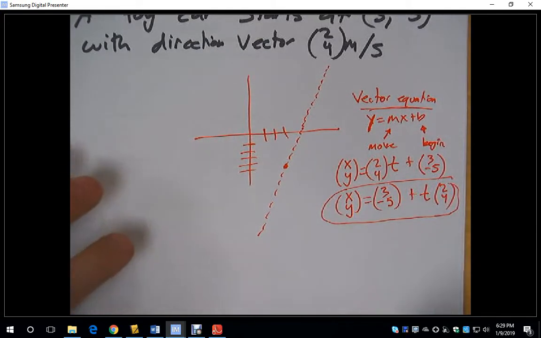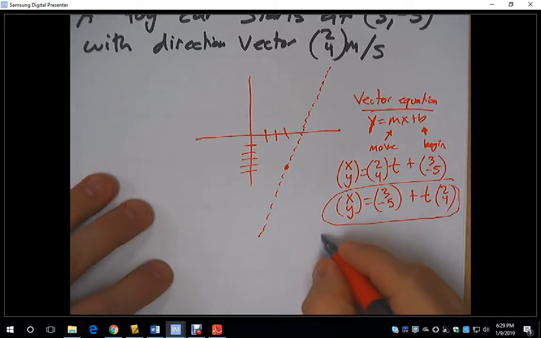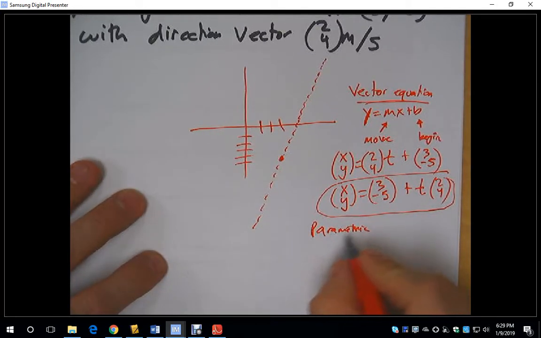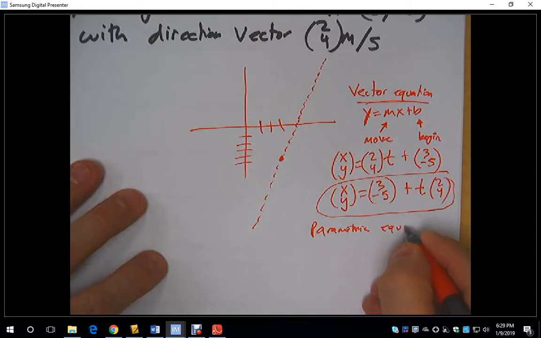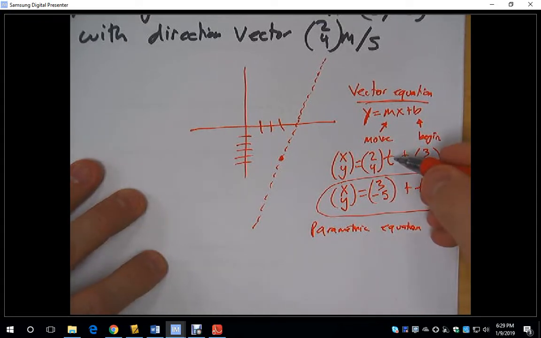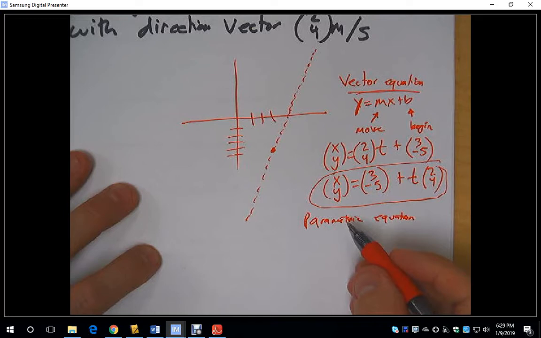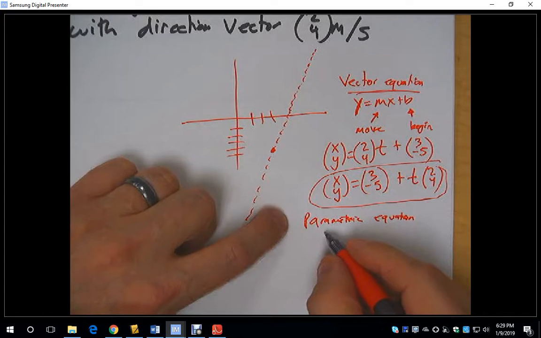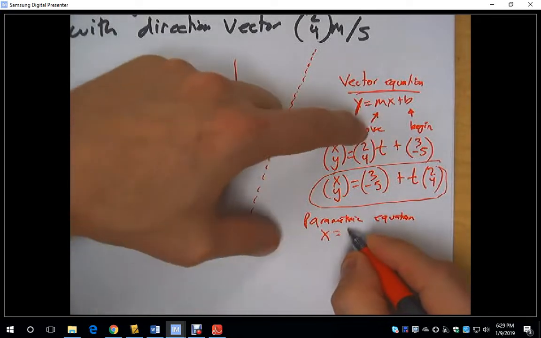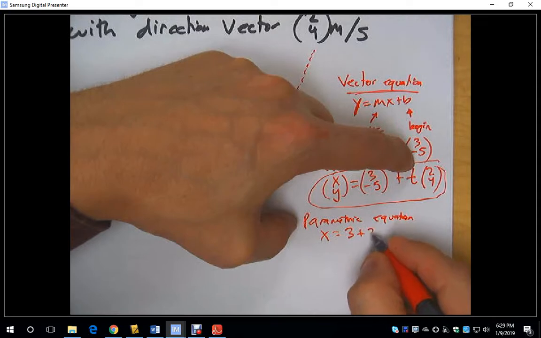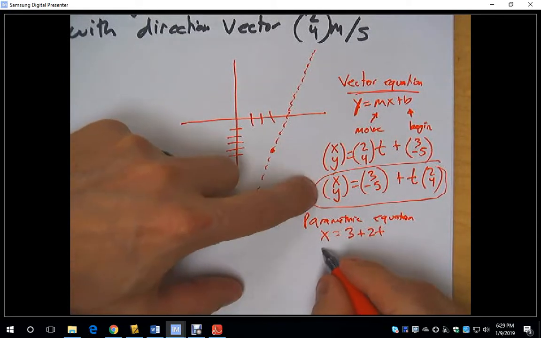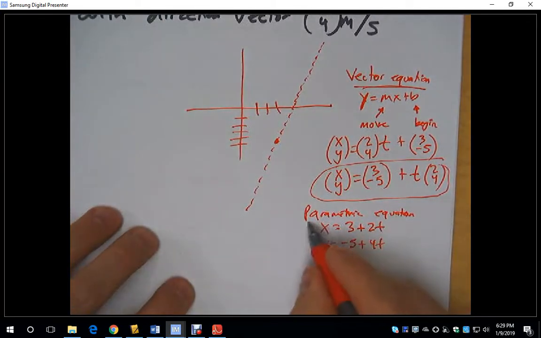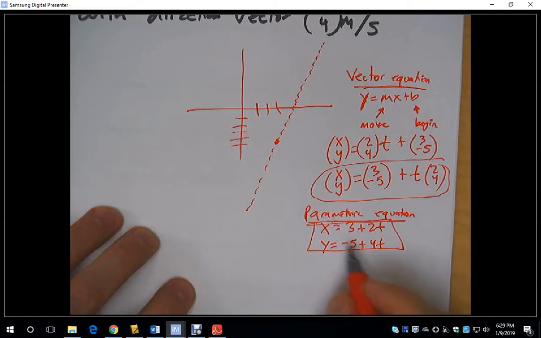I also want to write the parametric equations, and the parameter that we're using, in this particular case, is time, and this is going to be time in terms of our variables of x and y. So our parametric equations are going to be x equals 3 plus 2t. We have our other parametric equation of y equals -5 plus 4t. So our parametric equations in this case are these two here.